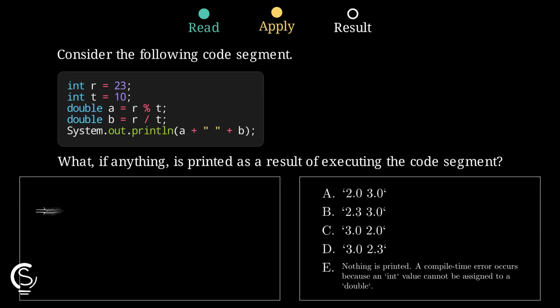Next, we look at r divided by t. Because both are integers, Java performs integer division, which truncates the decimal. This gives us 2, which then becomes 2.0.